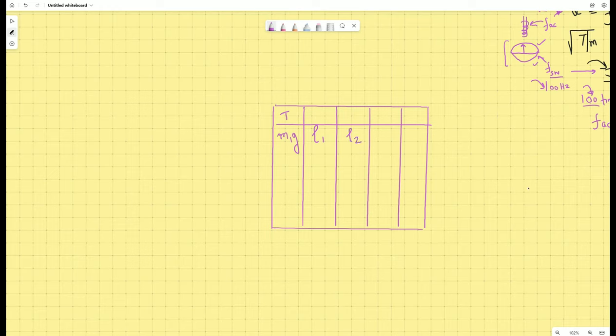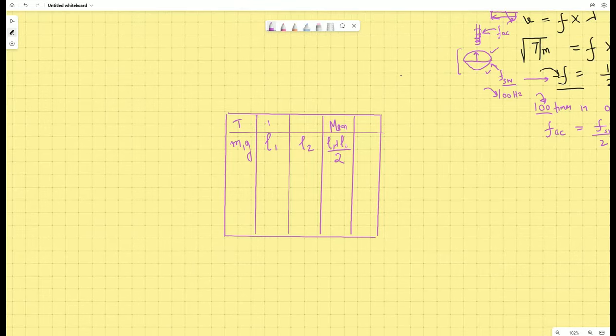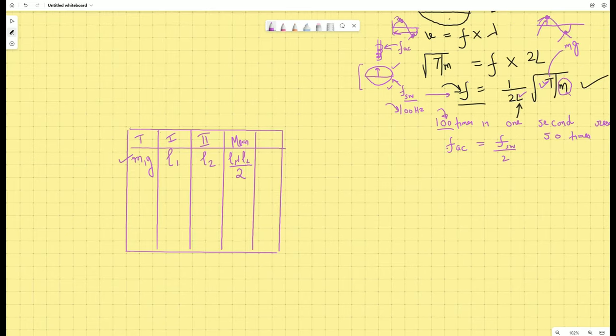Just take the length, and what you do after that is calculate the mean of these two lengths. Because of some error, we want to reduce the error, and therefore we find the mean. This is the first time you did the experiment, second time you did the experiment, no change in the weight, calculate the mean. Now you know the mean length, put it in this formula. Calculate frequency using this formula: F is equal to 1 upon 2L under root of T by m.